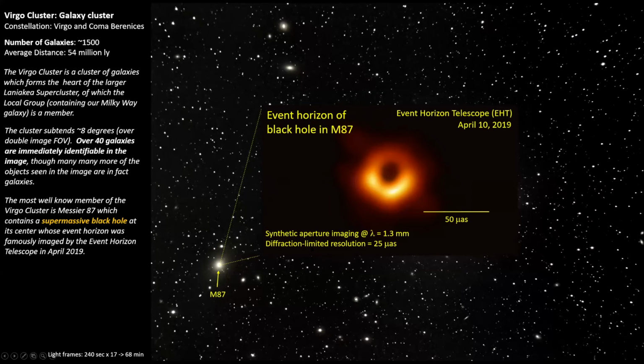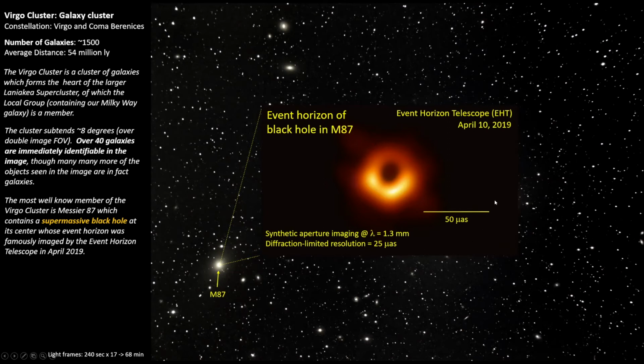The diffraction limited resolution of the Event Horizon Telescope is 25 micro arc seconds, which is mind-boggling to folks that do amateur optical astronomy. Recall that my system has a resolution of 3 arc seconds. So this has a resolution that's about 100,000 times better than the resolution of my optical system.